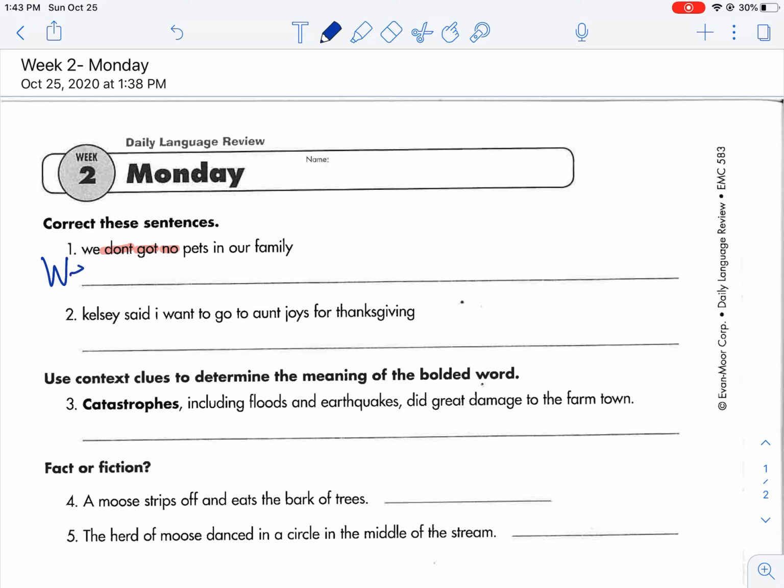Capital W. We don't have. Don't is a contraction for do not, and then have rather than got. And since this is a negative word, we talked about this last week, no is also a negative word, so you want to make it positive. So you do not have a double negative in your sentence. So the sentence will read, we don't have any pets in our family.